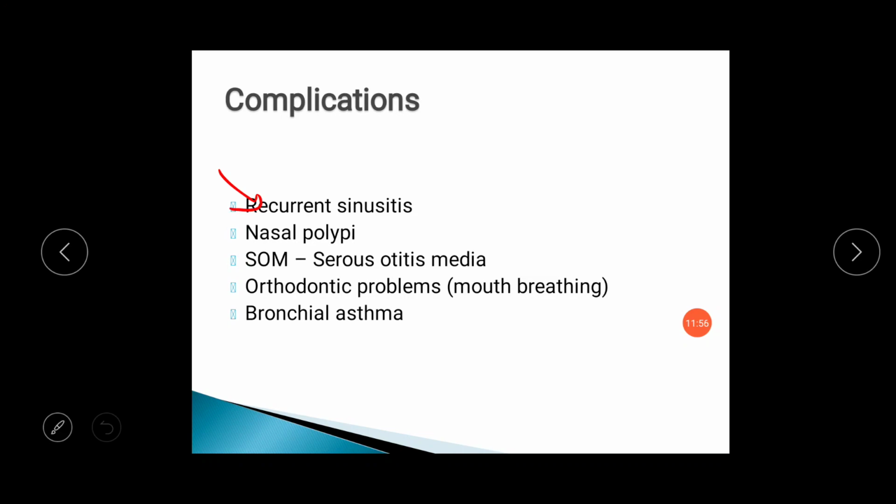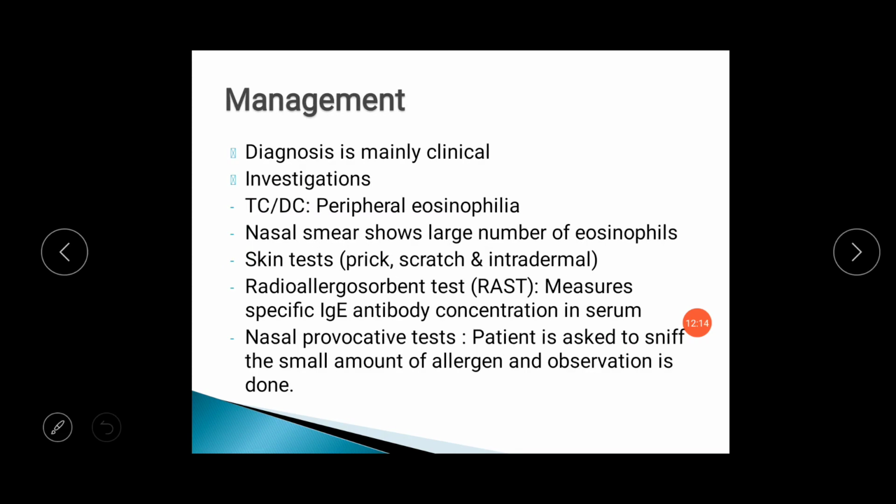Complications are recurrent sinusitis, nasal polypi, serous otitis media due to the eustachian tube obstruction, orthodontic problem more commonly in children, and usually bronchial asthma is present in patients of allergic rhinitis. Management: diagnosis is mainly clinical, with explanation of the detailed history of clinical features, examination of the clinical signs, and nasal endoscopy findings.